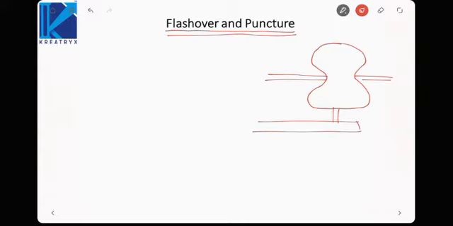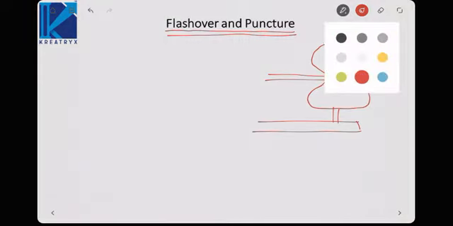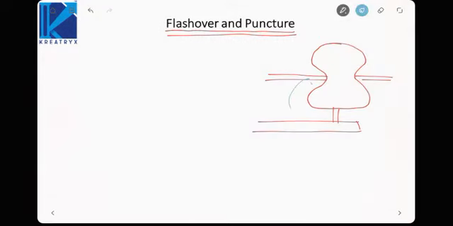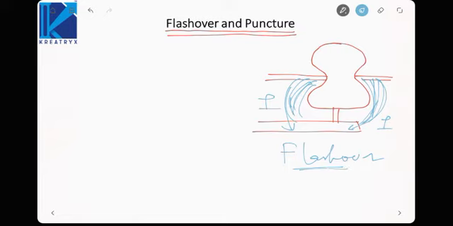Now what happens is that due to high voltage, the electric field will be high and the air around this ionizes. If the air around this ionizes, the air will become conducting, due to which current can flow from the transmission line to the tower. This is called insulator flashover, because a flash or an arc will be formed around the insulator and the current will conduct from the transmission line to the ground.